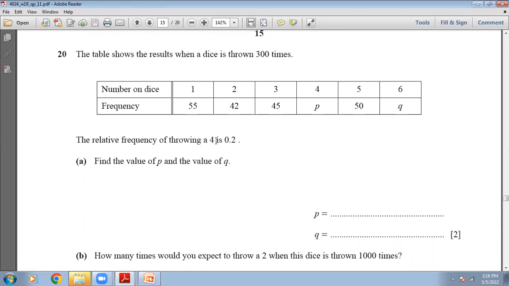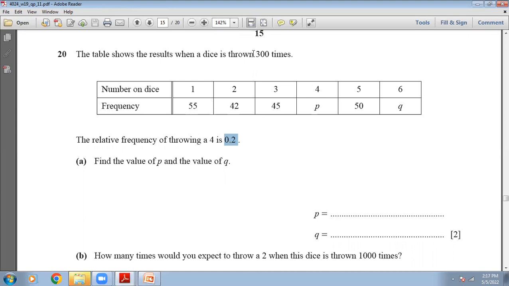The relative frequency of throwing 4 is 0.2. Relative frequency means probability. The probability of the 4 is 0.2. Probability of the 4 is the frequency of the 4 divided by the total frequency, and the total frequency is 300. So P by 300 is equal to 0.2. And from here you can find the value of P. That's the strategy.